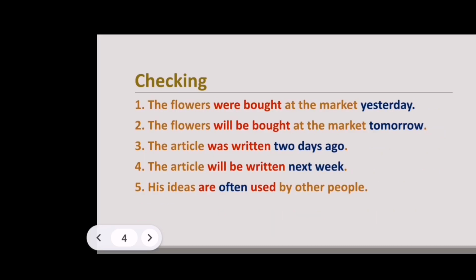Now you can see the correct answers. The flowers in the plural and yesterday, past simple, so were bought. The second sentence, the flowers in the plural and tomorrow, future simple, will be bought. Number 3, 2 days ago, it is again past simple, the article in the singular was written. Next week, it is future simple, and the article in the singular will be written.